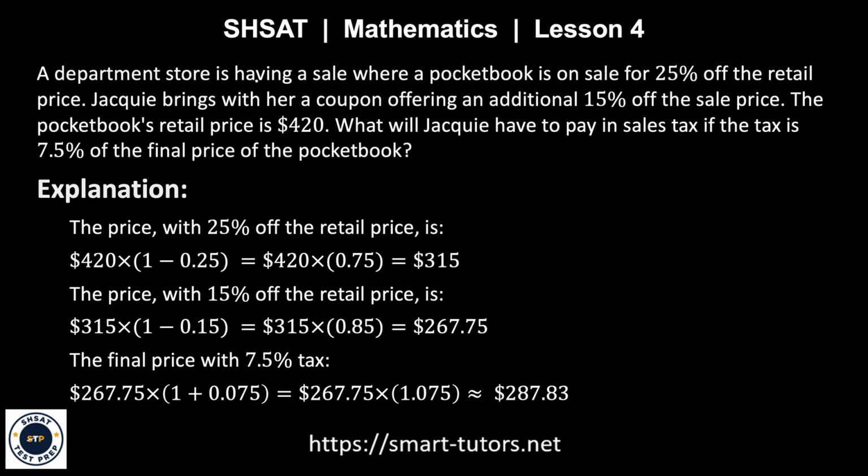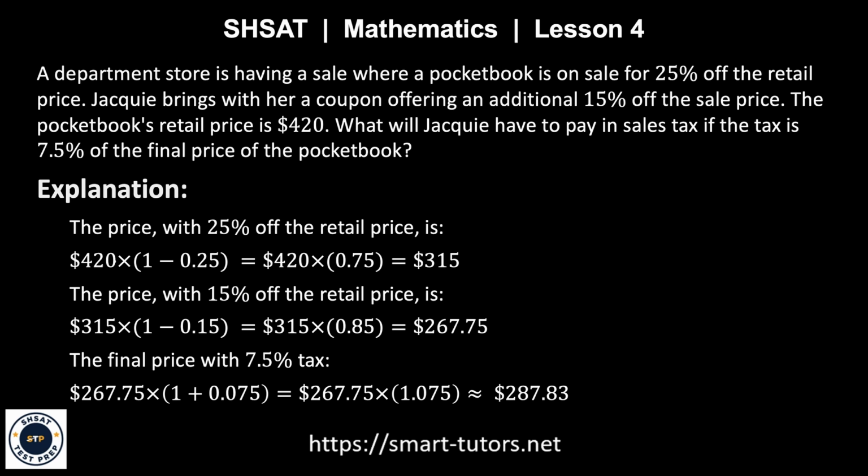A department store is having a sale where a pocketbook is on sale for 25% off the retail price. Jackie brings with her a coupon offering an additional 15% off the sale price. The pocketbook's retail price is $420. What will Jackie have to pay in sales tax if the tax is 7.5% of the final price of the pocketbook?